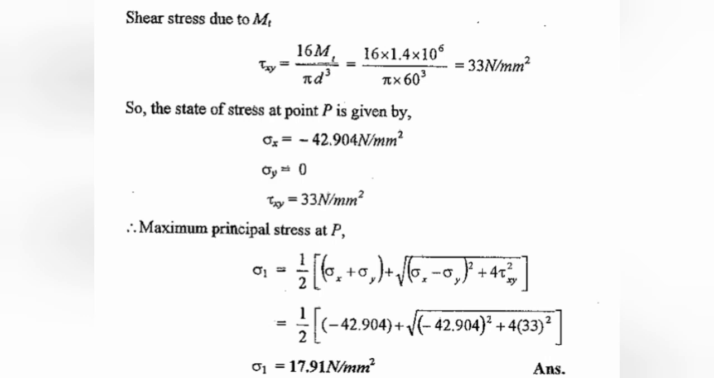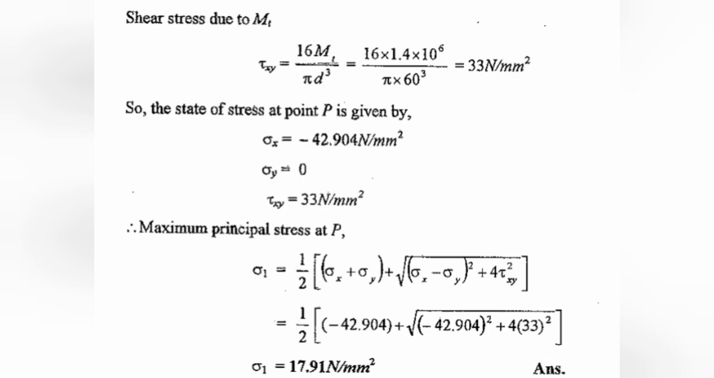So writing down all the values, the state of stress at the point P is sigma x, which can be due to both tensile and compressive, so the effective sigma x is minus 42.904 Newton per mm square. There will not be any sigma y in this type of question; sigma y is 0, because the point to be determined is at the exact outside. There will be only sigma x, and tau xy is 33 Newton per mm square, and we are asked to find the maximum principal stress at the point P.